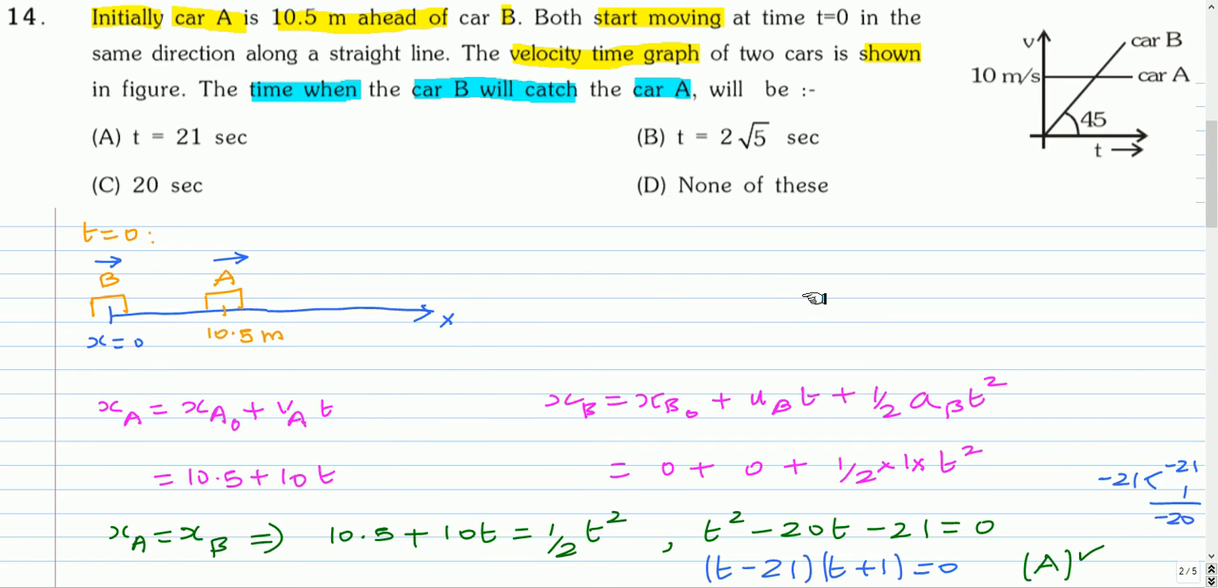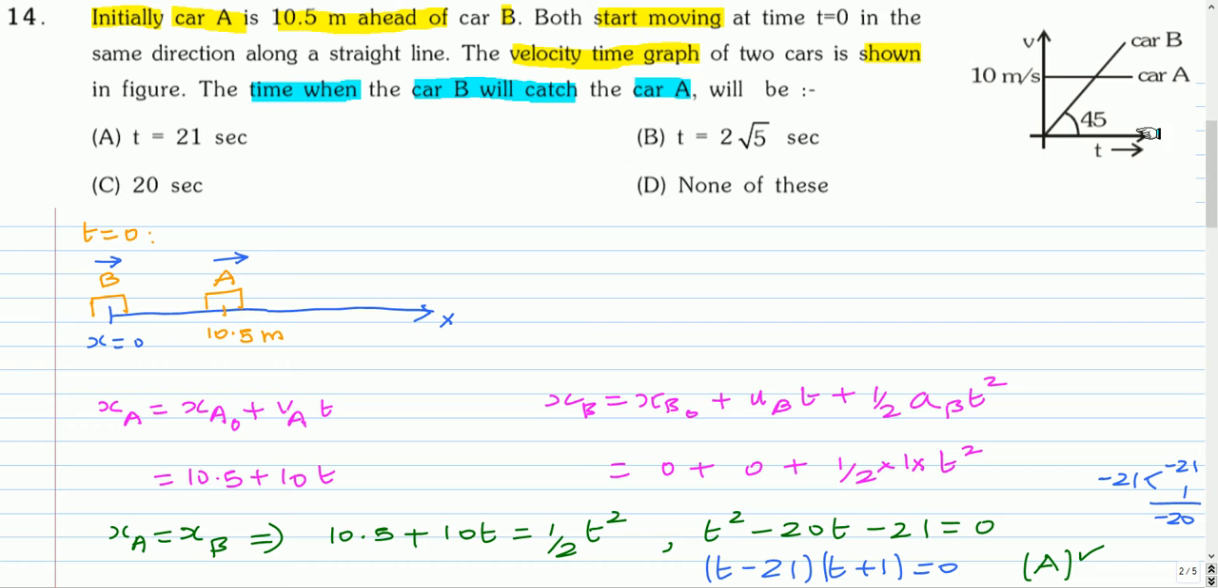Let's move on to the next question. Initially car A is 10.5 meters ahead of car B. Both start moving at time t equal to 0 in the same direction along a straight line. The velocity time graph of the two cars is shown in the figure. The time when car B will catch up with car A will be.